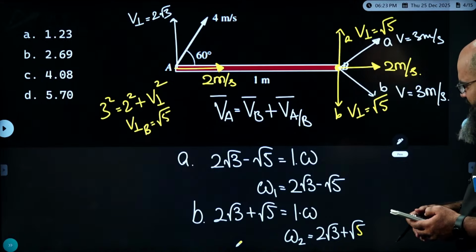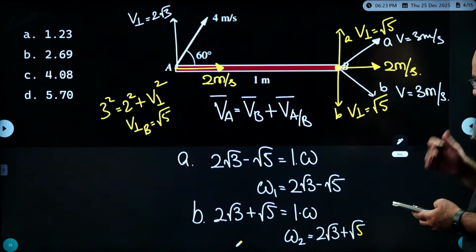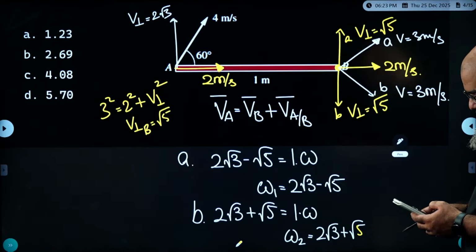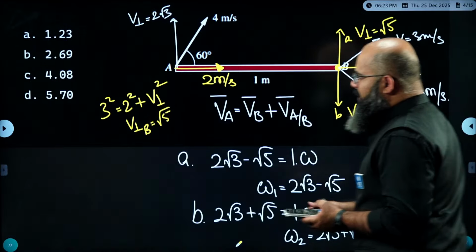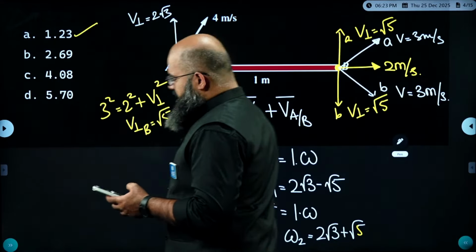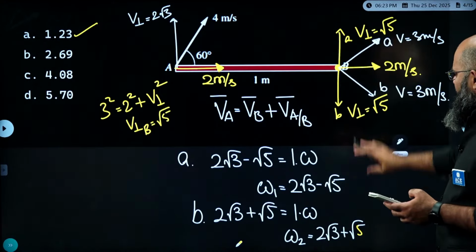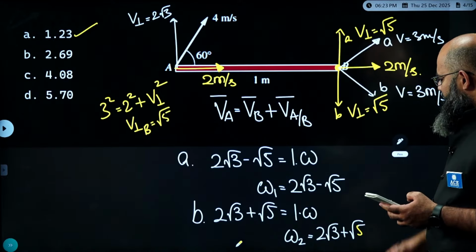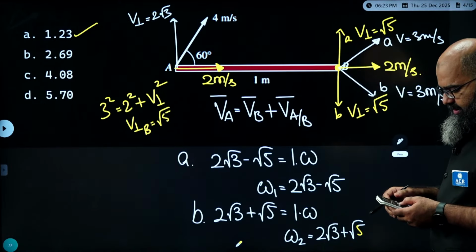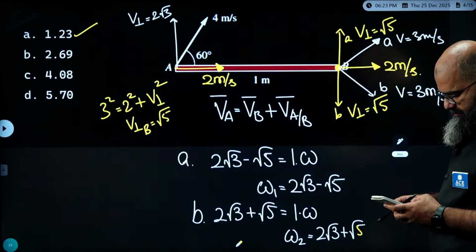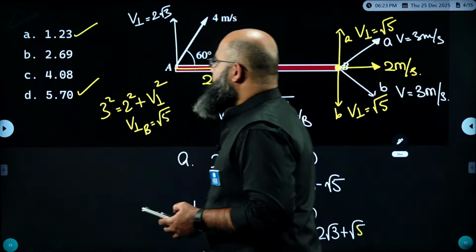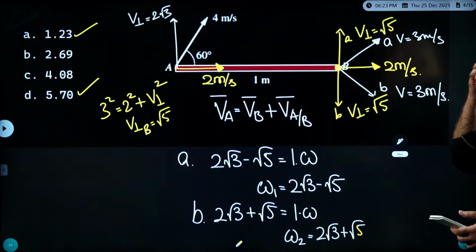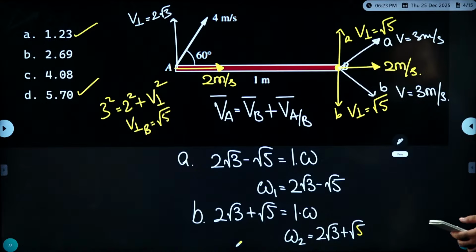Now put in these values in a calculator. If you do so, 2 root 3 minus root 5 is one value, 1.228. I am having 1.23 over here if you see. This is in clockwise direction. The other case also is clockwise, both the cases are clockwise only. In B bit, I am having 5.7, option D. The correct answers over here are option A and option D. I hope these answers are clear to all of you.